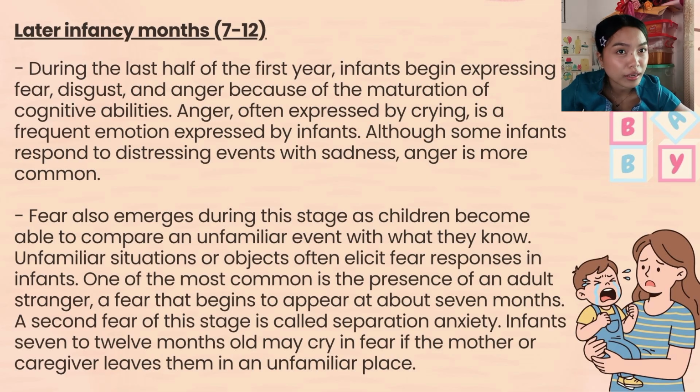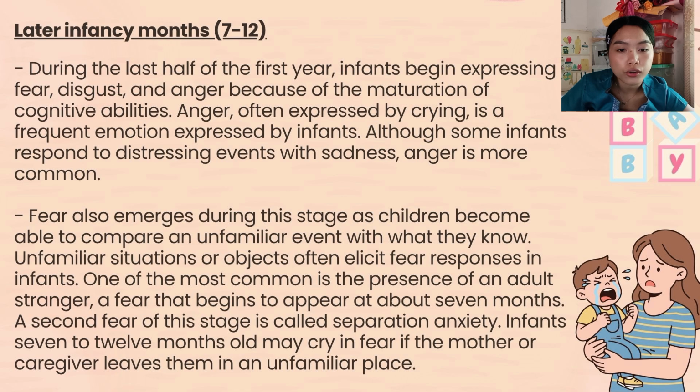They can already start showing complex emotions during later infancy, months 7 to 12. Or they can also feel embarrassment if they have done something wrong, for example, if they dropped a glass of water and then the mother tries to scold the baby, they can already feel embarrassment because of that. So, yeah, they are already maturing. It shows the maturation of cognitive abilities. Fear also emerges during this stage as children become able to compare an unfamiliar event with what they know.